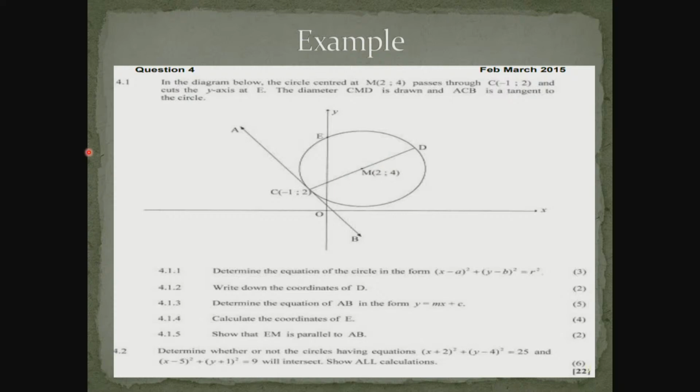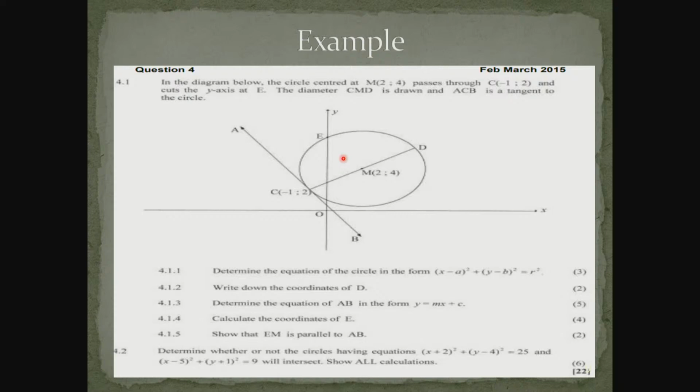Okay, right. 4.1.1. They ask you to determine the equation of the circle in the form (x - a)² + (y - b)² = r². What do we need here? We need only two things: a center and the radius, or the center and a point. Now, what do we have? We don't have the radius. We only have a center as well as a point. Work it out. First, you substitute the center, and then you can substitute the point to calculate the radius, or you can use the distance formula to calculate the length of CM, and then from there you substitute it back.